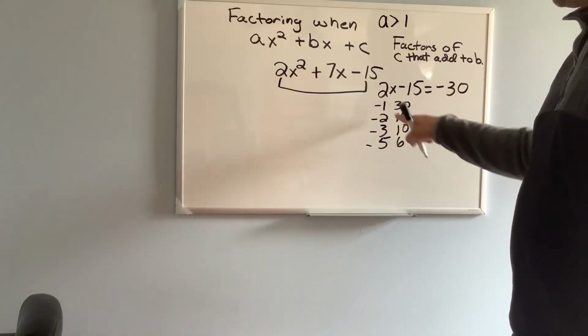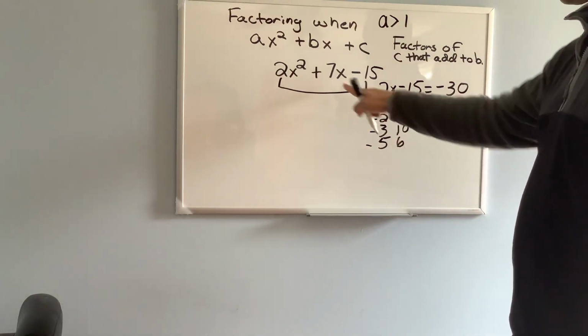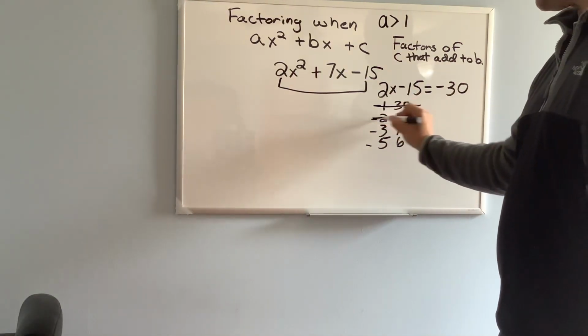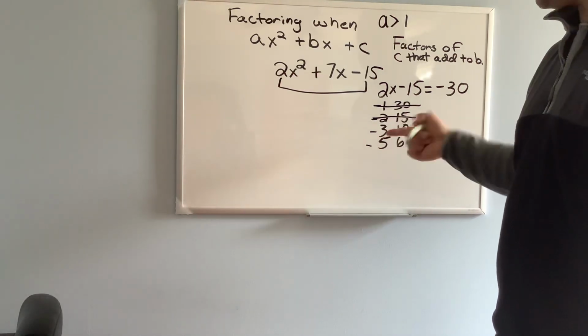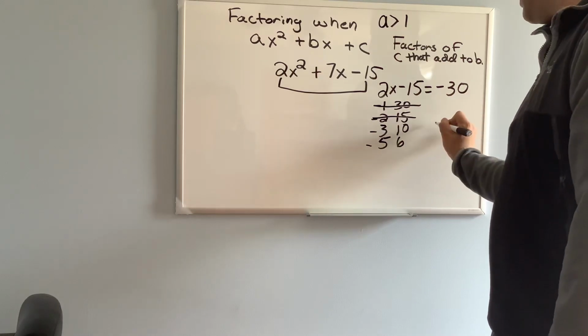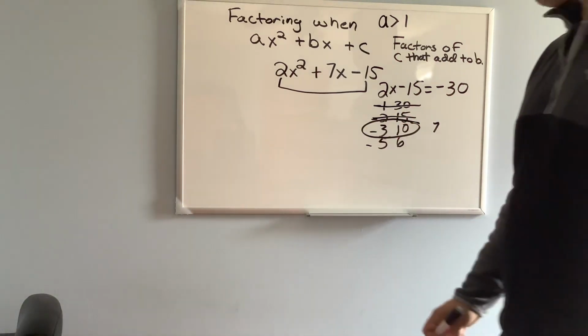Negative 1 plus 30, that's negative 29. That's not going to work because we want it to be 7. 15 minus 2, 13. That's not going to work. If I do this backwards and go 10 minus 3, or negative 3 plus 10, that gives me, for the sum, 7. So this is a pair that I want.